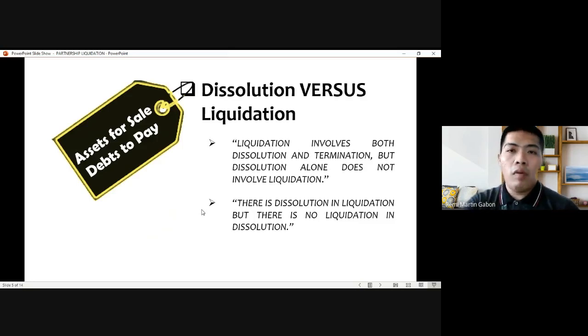So liquidation involves both dissolution and termination, but dissolution alone does not involve liquidation. Right? There is dissolution in liquidation, but there is no liquidation in dissolution. Liquidation always involves dissolution, a dissolving of everything. Why? Because upon liquidating the business, there's also dissolution of the partnership or the ownership structure of the partnership. But in dissolution, there's only a change in the ownership, but not termination of the business operations. So take note of that.